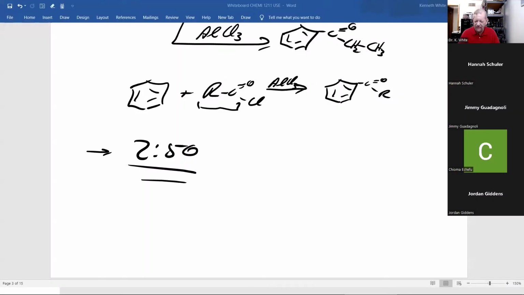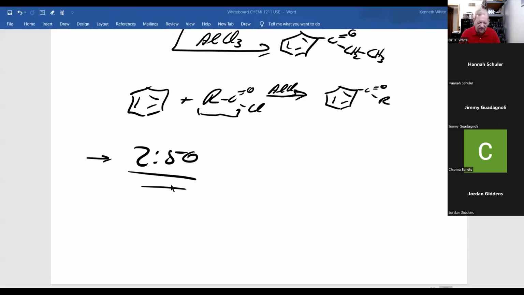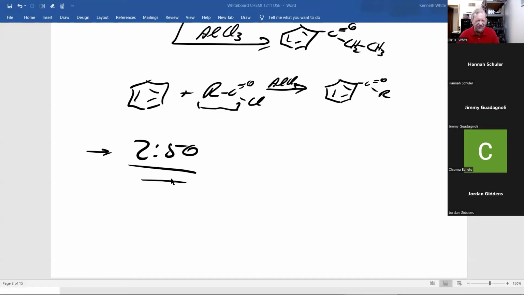It's going to work that way. Now it'll work. Time to get going. We're talking about making aromatic ketones by Friedel Crafts acylation. And let's go. I have 250. I should have been 255. I apologize.